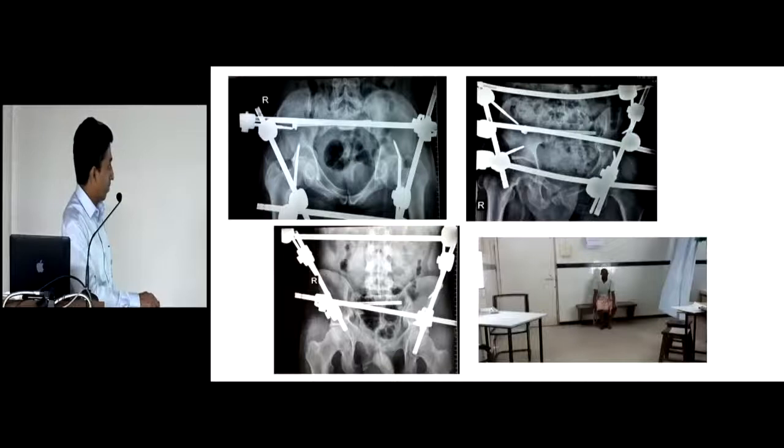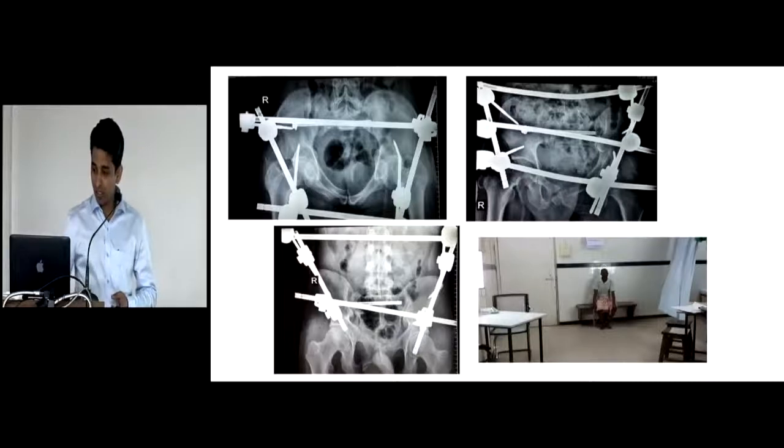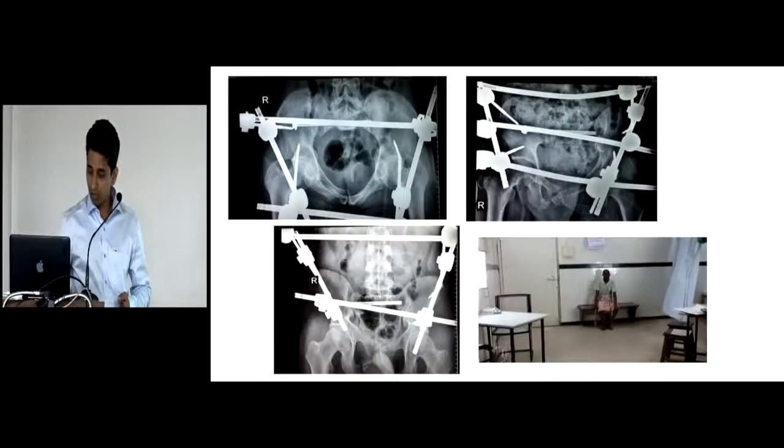And we can see that we have passed the orthogonal fixator, in which we have passed the supraacetabular as well as the iliac crest pin, and then you connected this with two rods, and then they were connected again in turn by three different rods.